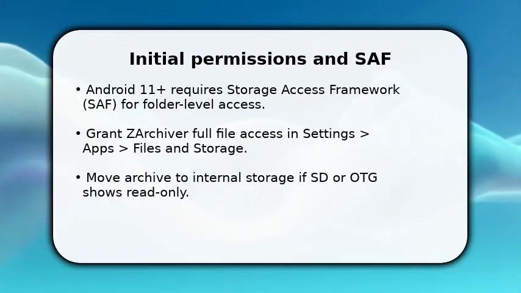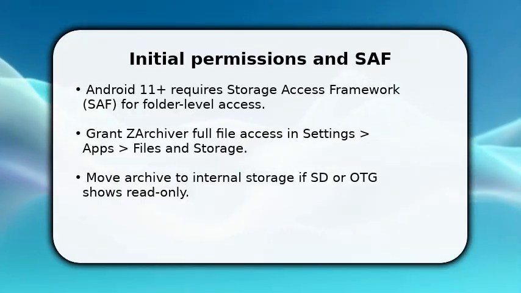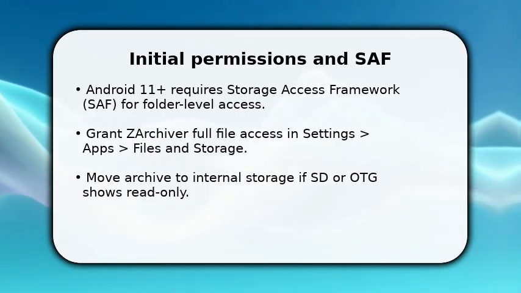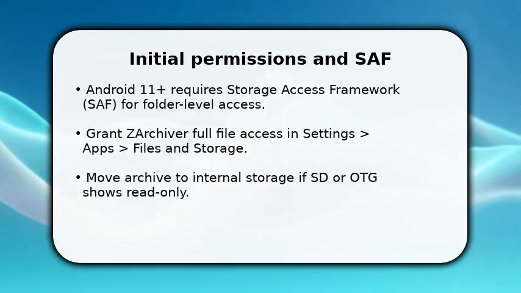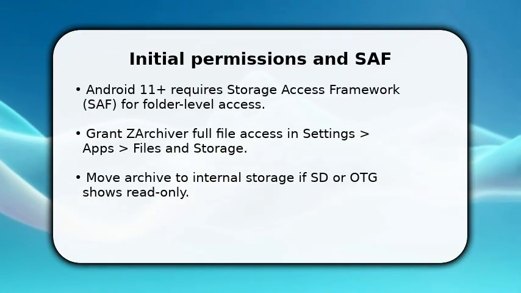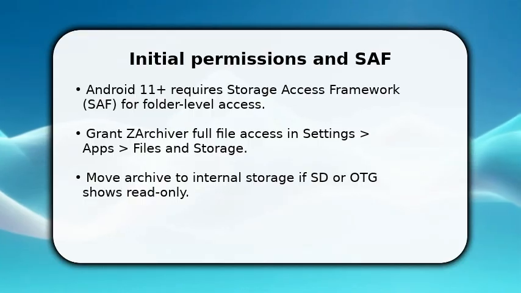You start by giving Zarchiver the right bridge to your files. Storage Access Framework. Open Settings, Apps, Zarchiver, then grant files and storage permission. This lets the app request folder-level access. Once done, open Zarchiver and use its Select Folder SAF dialog to pick the exact directory that contains the archive.